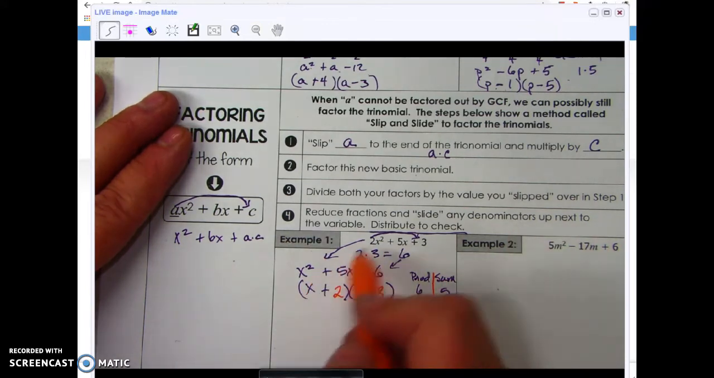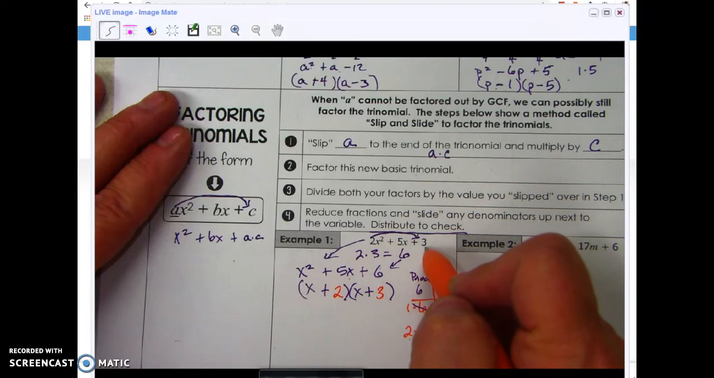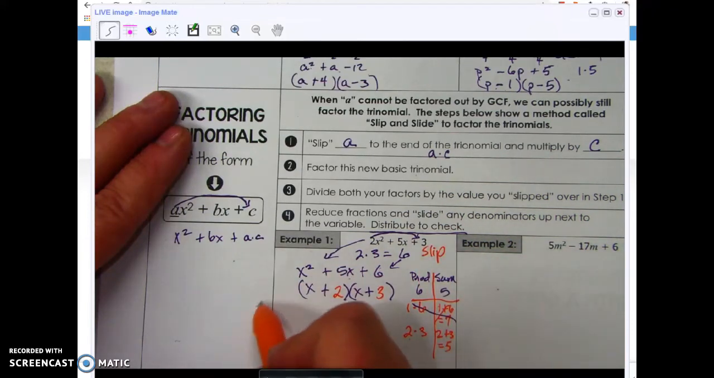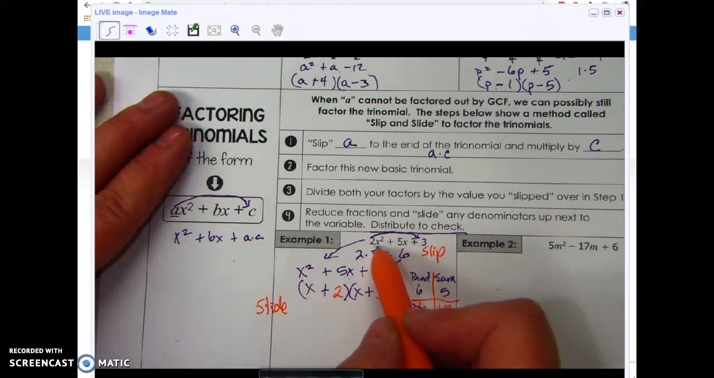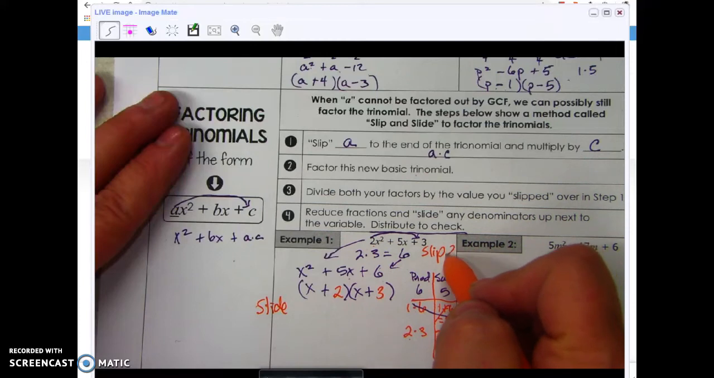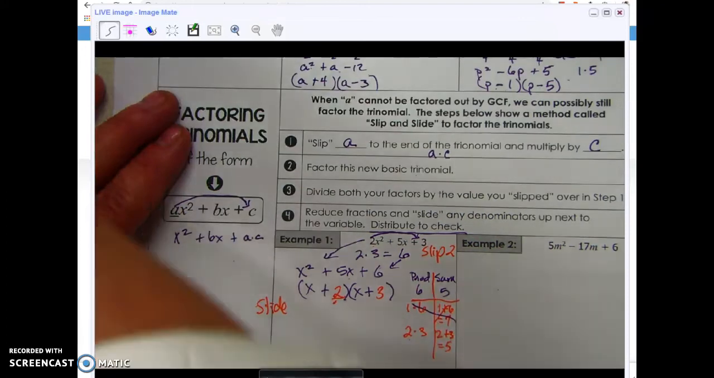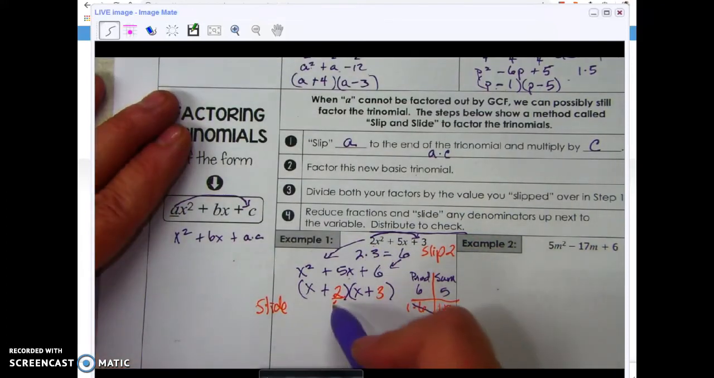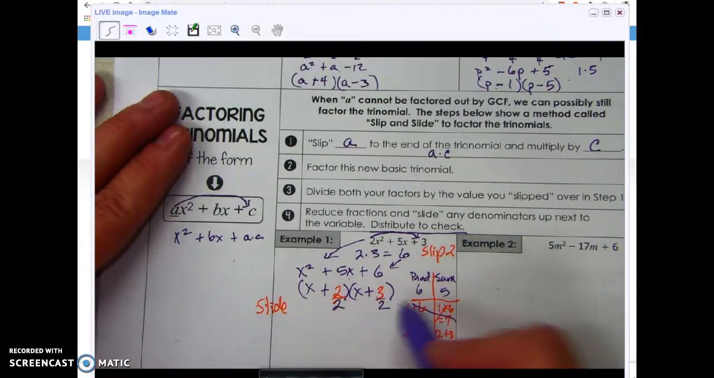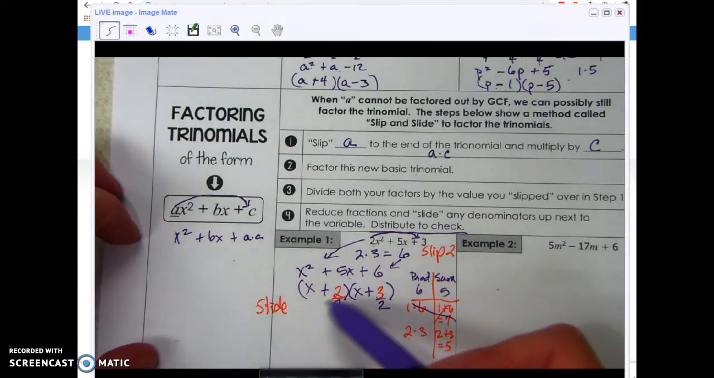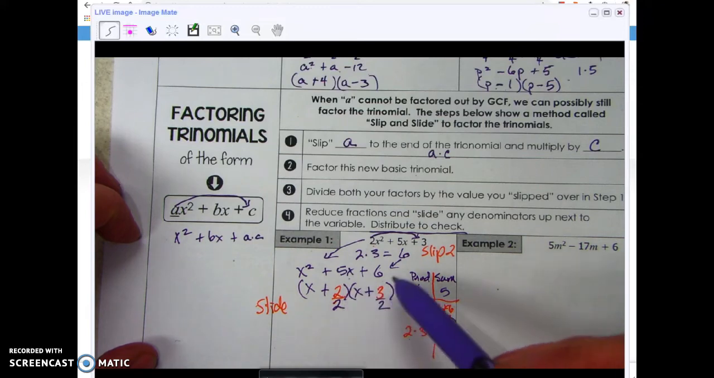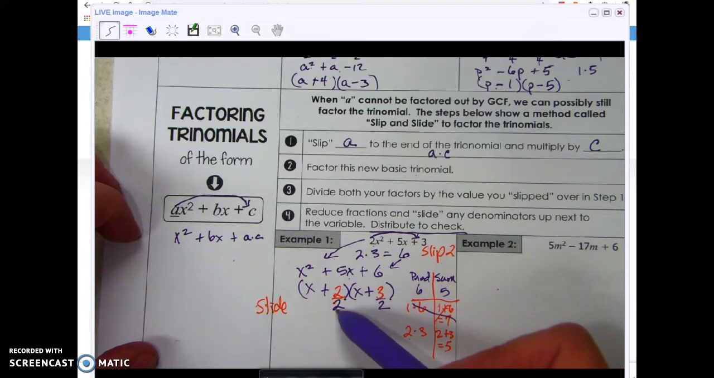That first part of it, when I did this, that was a slip. Now my slide is when I get that 2. So I slipped the 2. Now I'm going to slide that 2 right back. So it's this 2, and I'm going to slide it right back under here. Now, my next line down is going to be reducing these fractions if they can be. So we know that 2 over 2 equals 1.